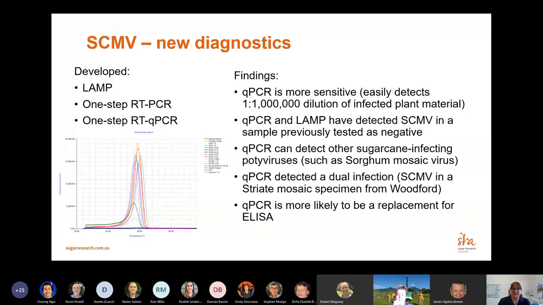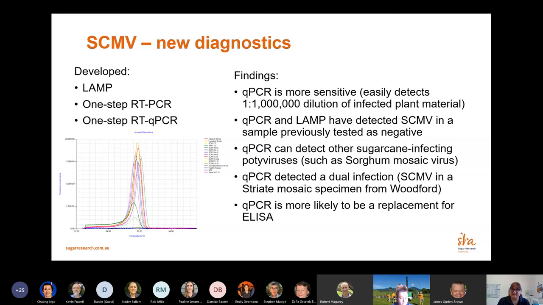We also detected a dual infection. We have some striate mosaic specimens here at Woodford, which we tested, and they came up with sugarcane mosaic virus as well. Not surprising, Woodford is the home of every disease, so everything gets everything eventually. But it was very interesting that that came up in a dual infection.